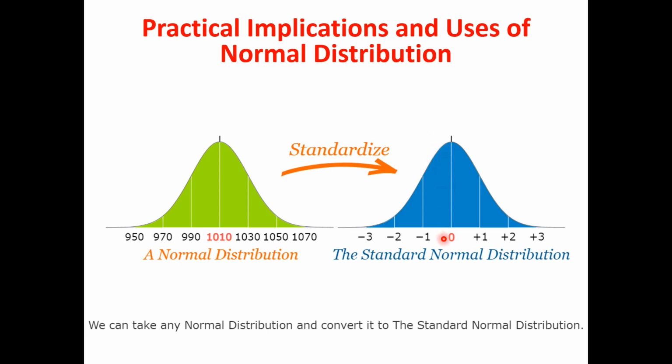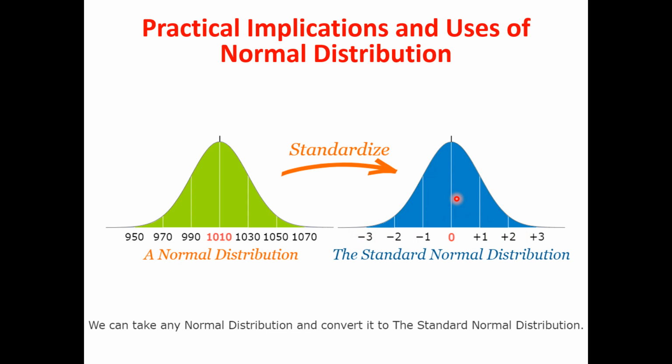You actually have a mean of 0 and a standard deviation of 1, and the area contained between plus minus 1 standard deviation is approximately 68%. The area between plus minus 2 standard deviations is approximately 95%. And the area under plus minus 3 standard deviations is approximately 99.7%. Okay, so I'm just talking in approximate numbers. So what we can do is we can take any normal distribution and convert it to the standard normal distribution.